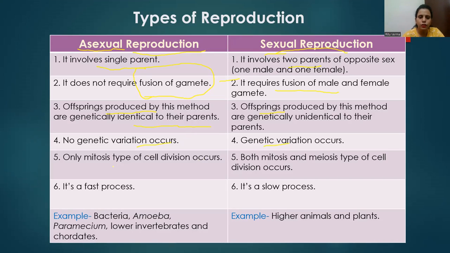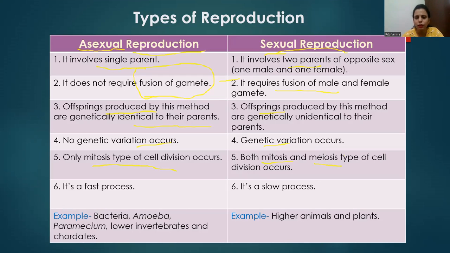In case of asexual reproduction, only mitosis type of cell division occurs, and in case of sexual reproduction, both mitosis and meiosis type of division occur. This is because you have studied in grade 11 about different types of cell division. There are 3 types of cell division: amitosis, mitosis, and meiosis. Now we know that mitosis is equational division, in which a cell divides and produces 2 new cells. These 2 new cells will also have the same number of chromosomes as the parent cell.